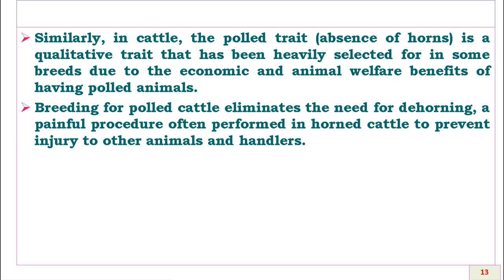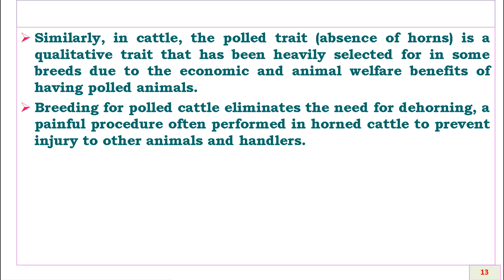And in case of cattle, how does this play out? The polled trait, meaning absence of horns, is a characteristic thing in Holstein Friesian cattle and has been heavily selected for in some breeds due to economic and animal welfare benefits. Having polled animals, for example Jersey or HF animals, which do not have long horns, the dangers caused by horns are very minimal. Hence, these are required characters in a breed.